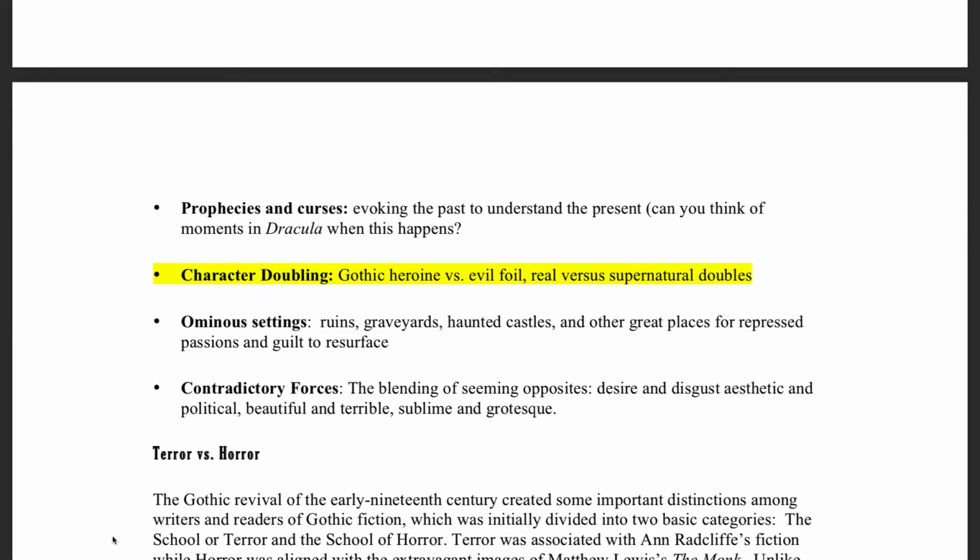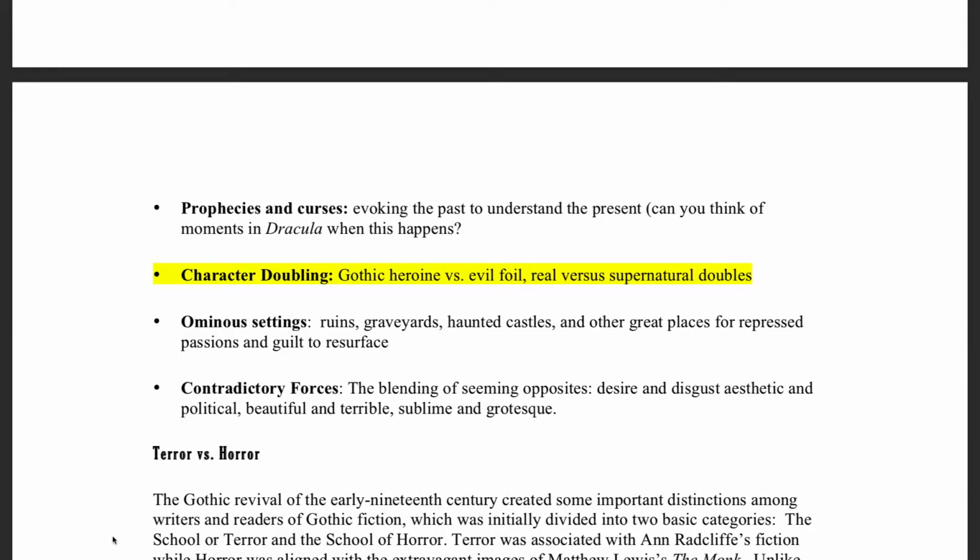Character doubling is extremely important in the case of Frankenstein, particularly with the doubling of Victor and the creature, but also with the presence of Walton. And I want you to be thinking about how he fits into this narrative and who he seems to be doubling with. Setting is extremely important in the Gothic, and particularly dark, gloomy, sinister settings.